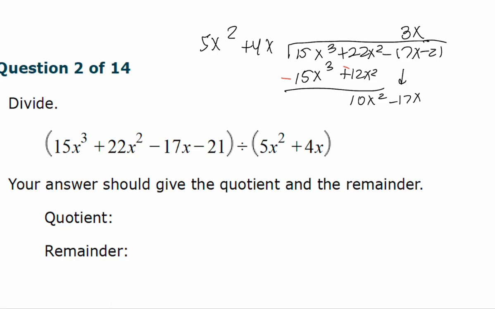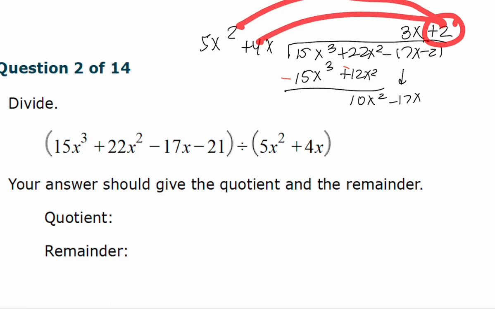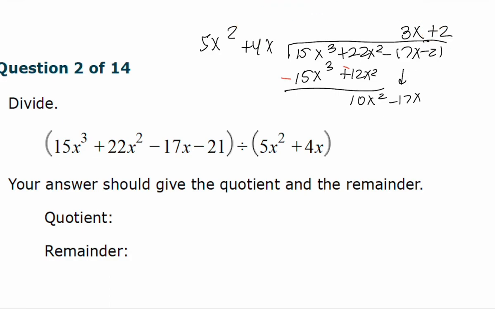Okay. So now you ask yourself, what times 5x squared would be 10x squared? That would be 2. Now we're going to distribute to both things. And so we get 10x squared plus 8x. We are subtracting, so we change the signs of both. We get negative 35x and then a negative 21. Bring that down. Now, that whole piece is our remainder because there's nothing we could multiply x squared by to backtrack and go to an x.